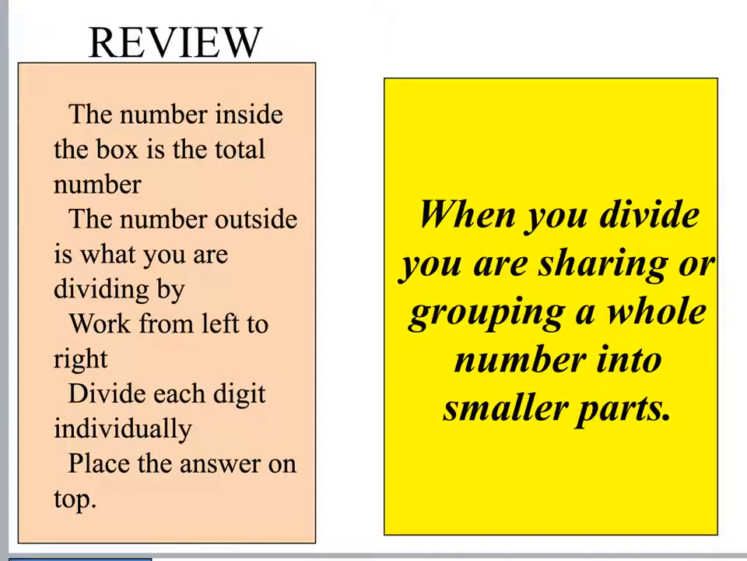Well, this is our review, coming to the end of the lesson. Remember, the number inside the box is the total number. It's the number you're dividing. The number outside is what you're dividing by. Work from left to right. Divide each digit individually and place the answer on top of that digit. And this is what we are doing when we are dividing. We're sharing or grouping a whole number into smaller parts, and remember, they must be equal.